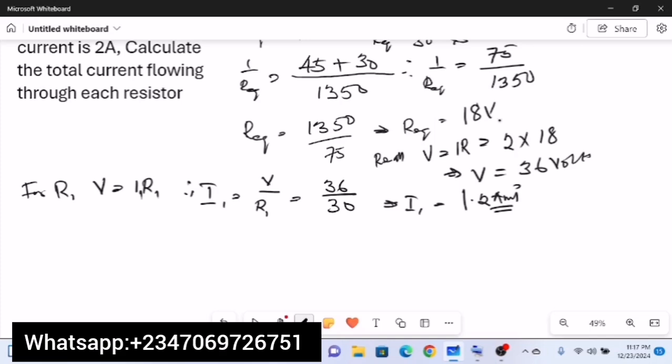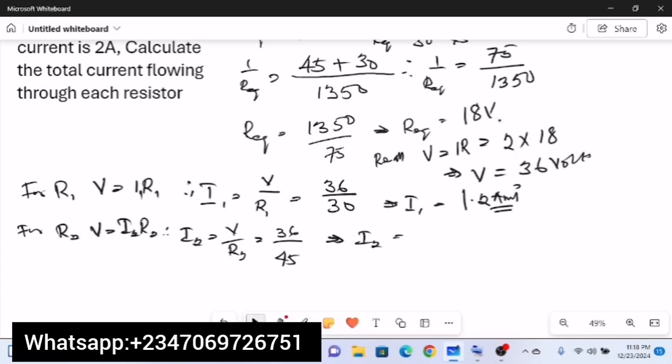For R2, which is the second resistor, same thing, V is equal to I2 R2. Therefore, you make I2 the subject, that becomes V over R2. So this is equal to, V remains 36, R2 was given as 45. So I2 is equal to 36 divided by 45. That simply gives us 0.8 amp.